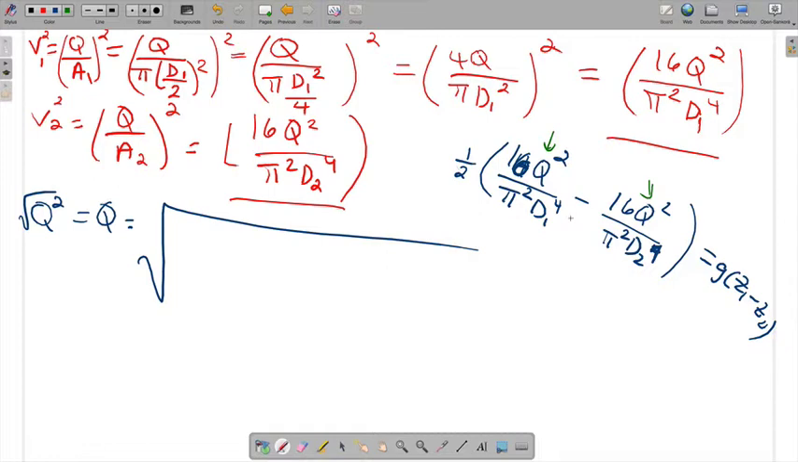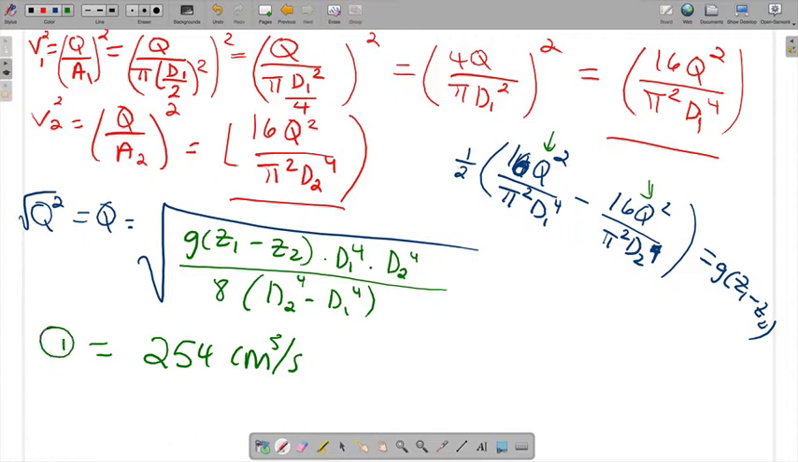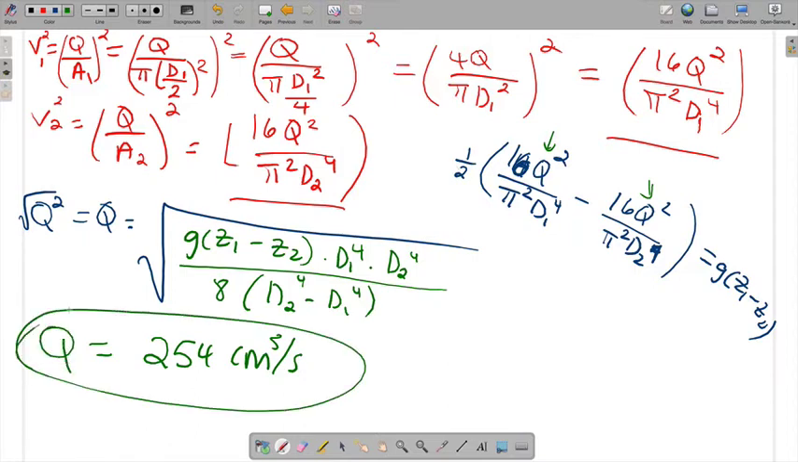what you're going to get is g times z1 minus z2 times d1 to the fourth times d2 to the fourth, divided by 8 times d2 to the fourth minus d1 to the fourth. So you plug in the diameters d1, d2, your gravity, and the vertical difference, the 50 centimeters. You plug everything in, and in terms of centimeter units, you're going to get 254 centimeters cubed per second. That's the flow rate that we're looking for.